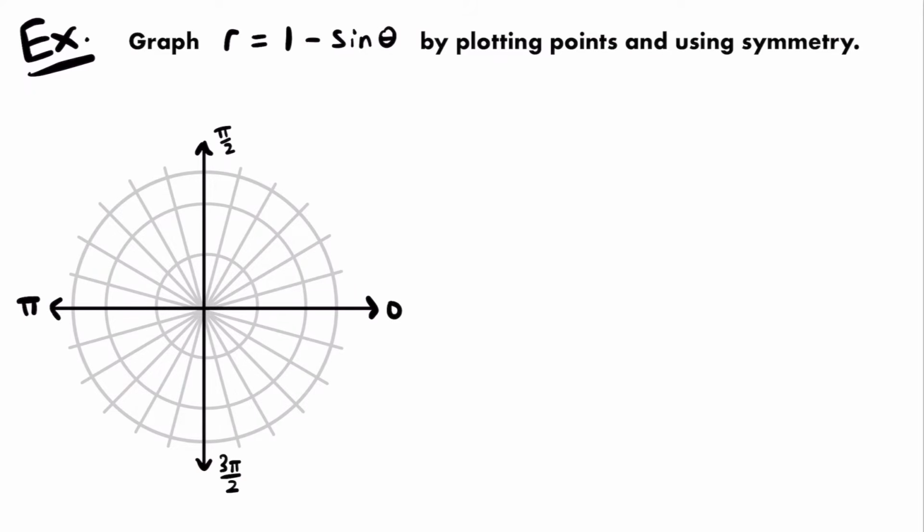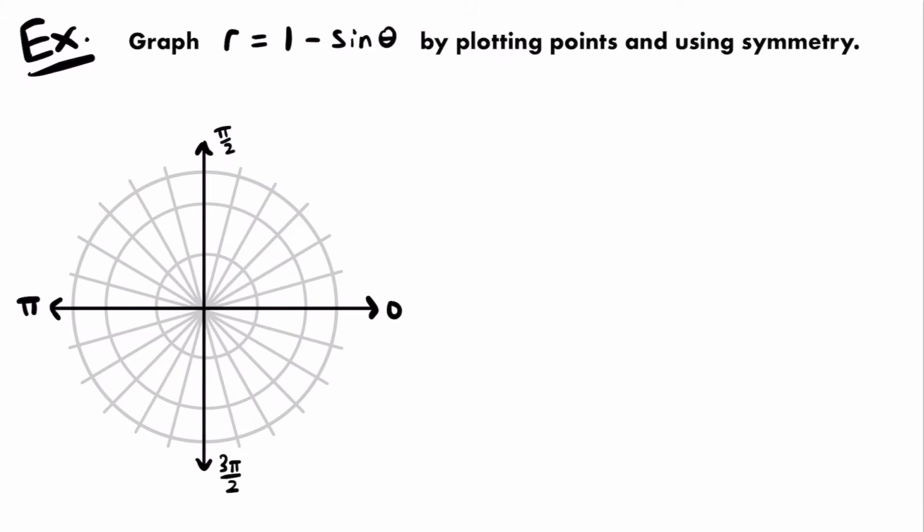All right, and so the way this is going to work is we're going to determine if there's any symmetry for our polar equation, and depending on whether there is or not, we'll decide how many points we need to find and plot in our polar coordinate system so that we can take advantage of any symmetry and reflect those points to the other quadrants, and then connect them to get the shape of our graph.